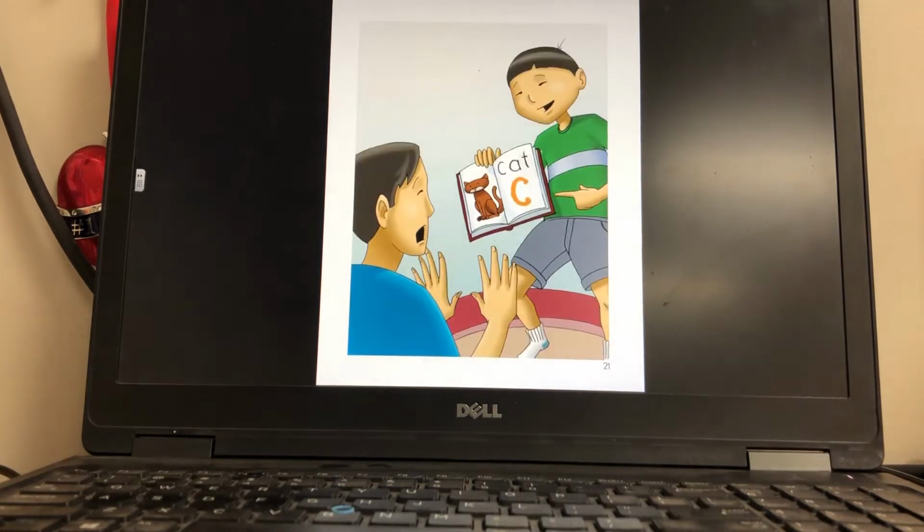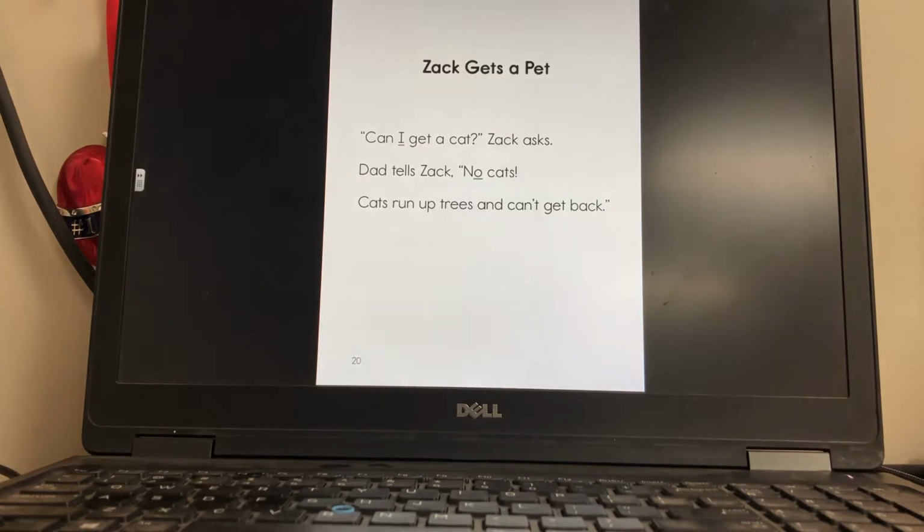Let's look at the picture first. I see a picture of Zack and he's holding a book. I can read the word cat, and there's the k-s that we just learned, the C, picture of a cat. What do you think he's saying to his dad? Do you think he's saying, hey Dad, can I get a book? Nope, I don't think so. Not if we're going to think about this story.